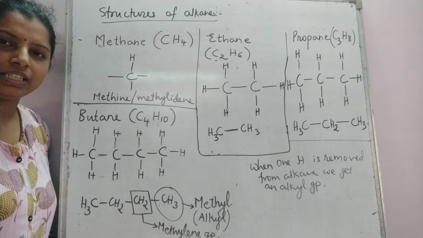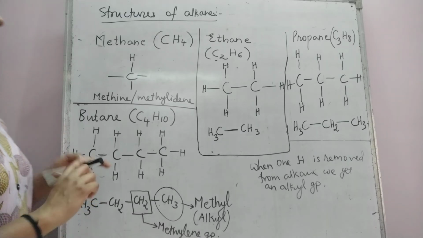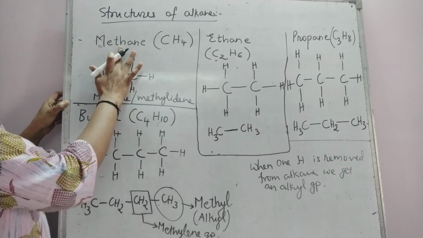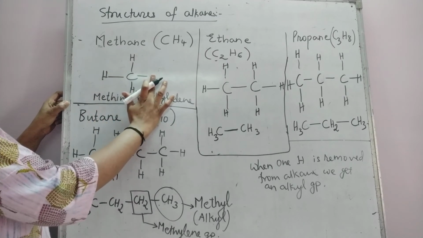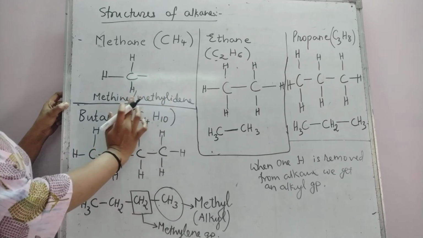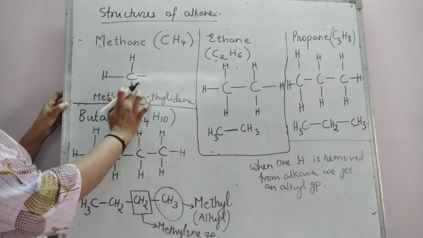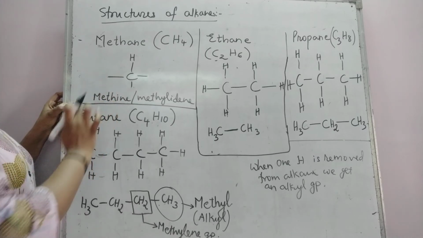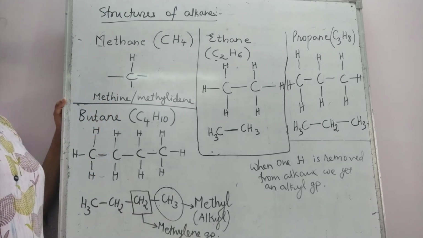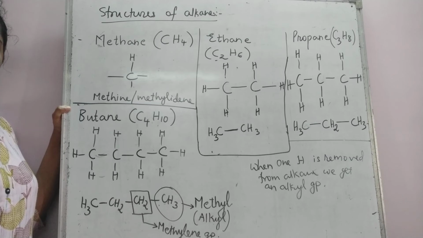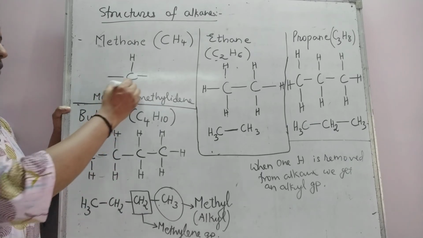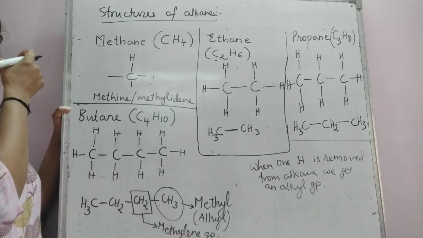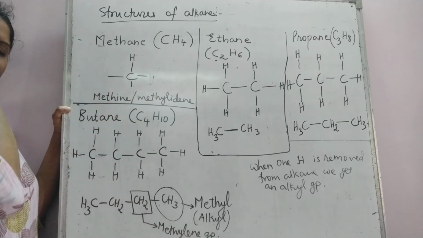Now remember, when there are 4 hydrogen atoms around 1 carbon atom, it is methane. When you remove 1 hydrogen, it becomes methyl. So CH3 is methyl. When you remove 2 hydrogen atoms, it becomes methylene. When you remove 3 hydrogen atoms, it is called as methine or methylidene. Okay. So remember these terms.